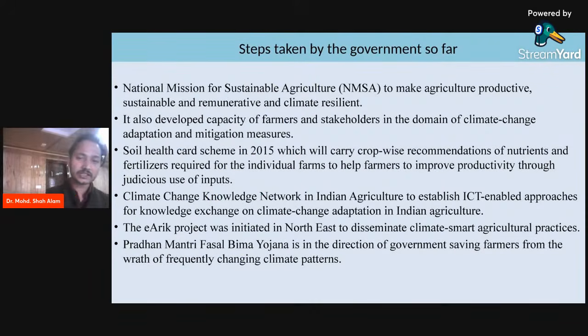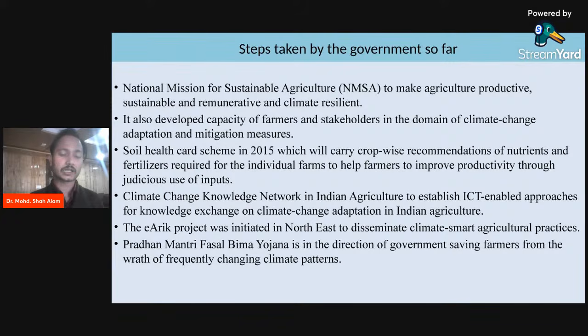Next, these are the steps that have been taken by the government so far to combat climate change, like the National Mission for Sustainable Agriculture, in which we encourage farmers to go for sustainability so that we can make crop production more climate resilient. It also develops the capacity of farmers and stakeholders in the domain of climate change adaptation and mitigation measures.